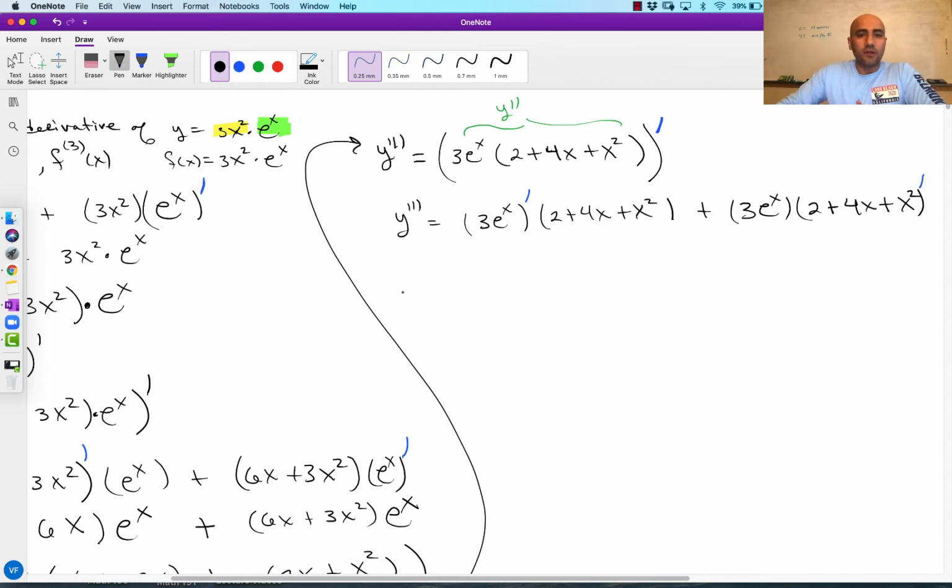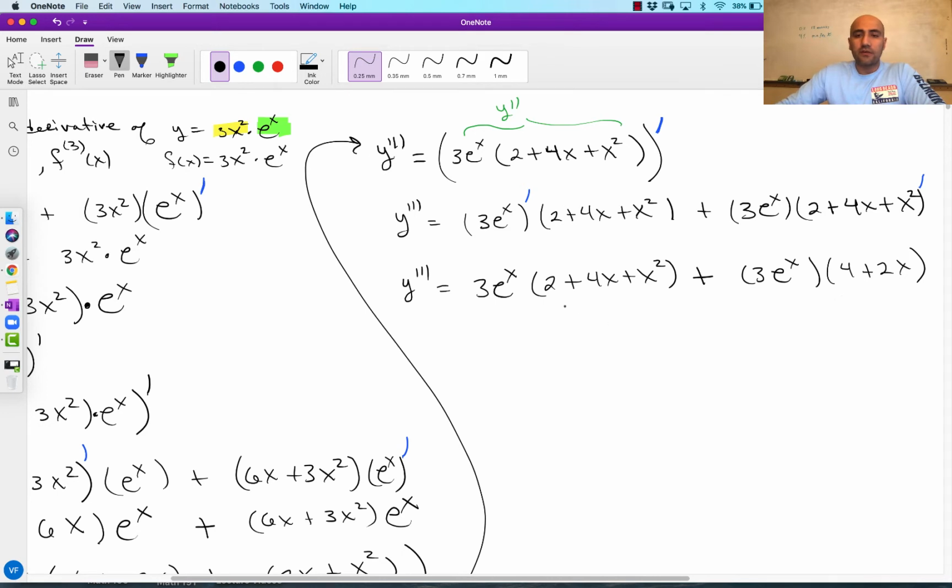We take turns. So the third derivative is going to be equal to 3e to the x. That's the derivative of this thing. Just copy it again. And then leave this function alone. So it'll be 2 plus 4x plus x squared. Plus, now leave this function alone. That'll be the 3e to the x power times the derivative of this polynomial. The derivative of 2 is 0. The derivative of 4x is going to be a 4. And the derivative of x squared is going to be 2x.